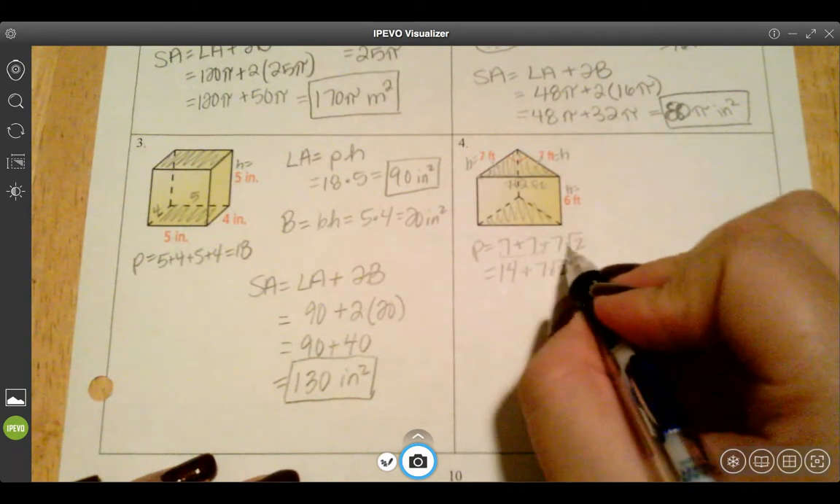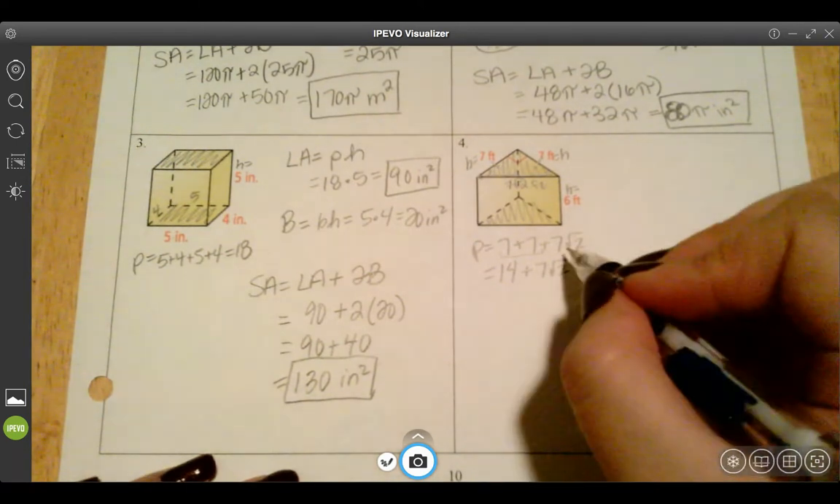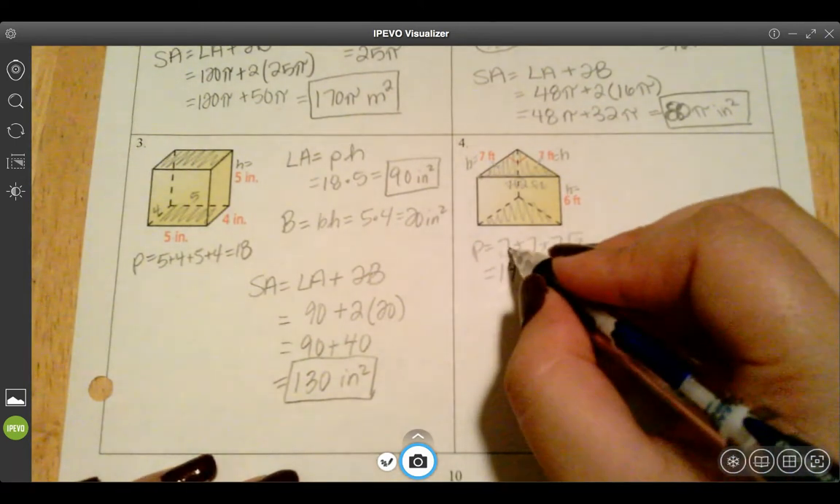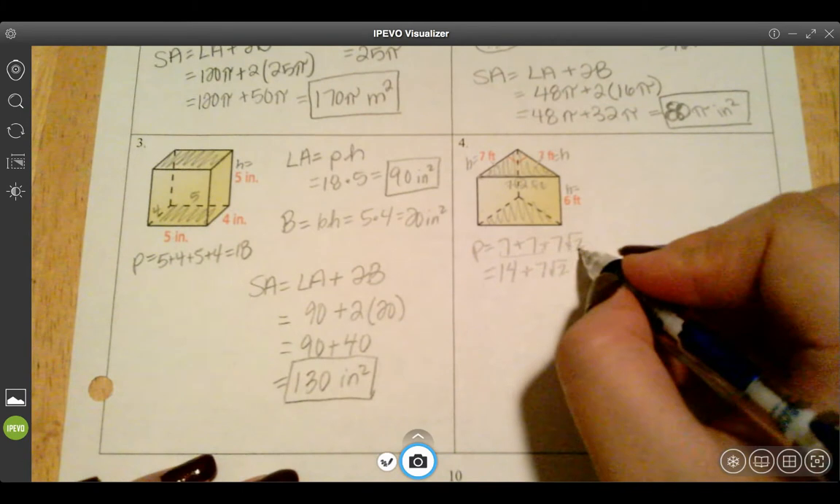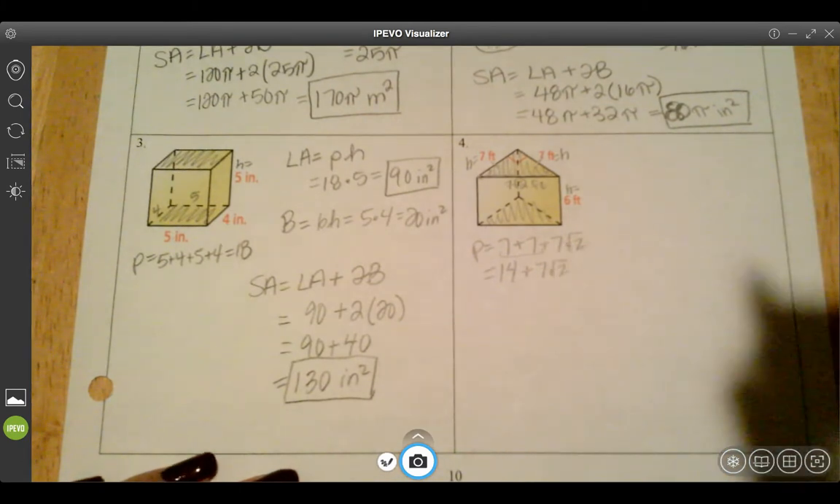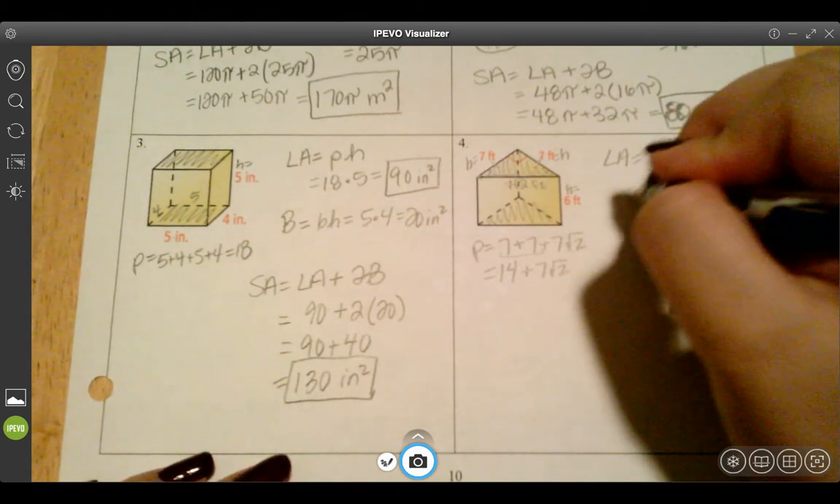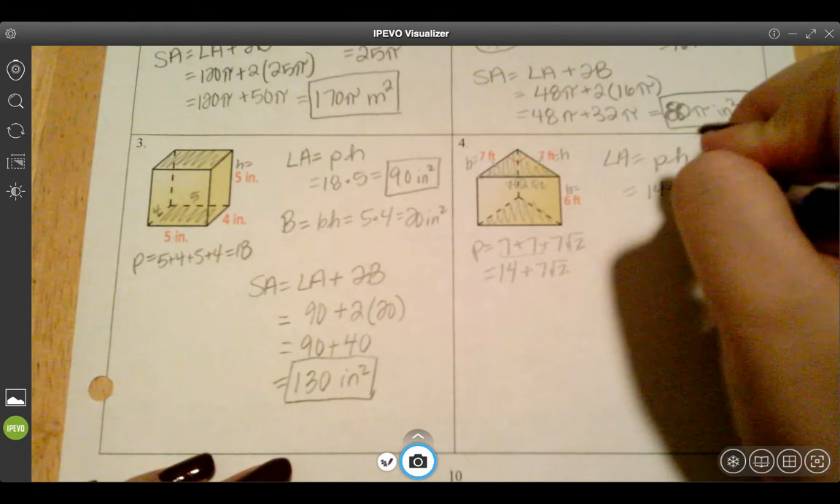This one can't be added because it has a square root. Remember, when we add square roots, treat the square root like an x. If I had 7 plus 7 plus 7x, I can't combine the 7x. It's not a like term. Be careful with that.